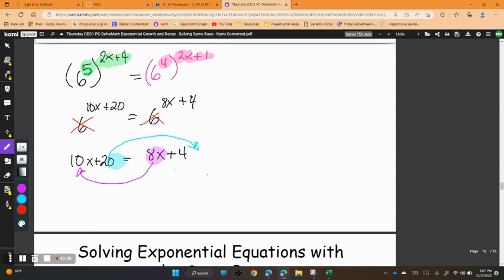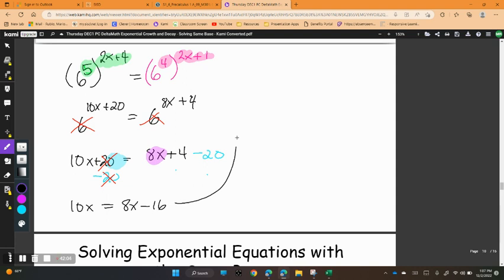I can get this 20 over to the other side by subtracting 20 from both sides. That means these cancel each other out. I'm left with 10x equals 8x. 4 minus 20 is negative 16. I'm just going to rewrite this over here so I have enough space.